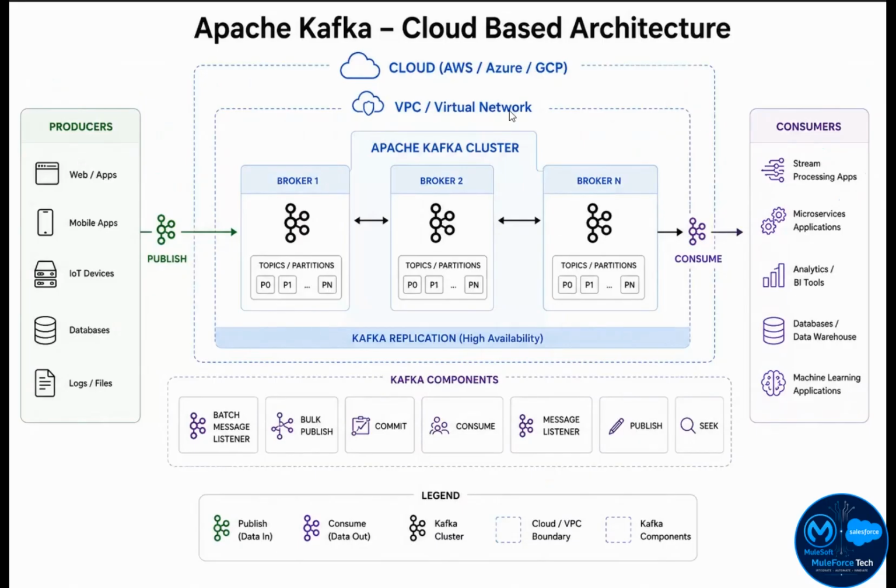Now we will discuss the cloud-based Apache Kafka. First of all, what is Apache Kafka? It is a distributed event streaming platform used to send, store and process real-time data between applications. We use Kafka to decouple systems, handle high volumes of data, ensure reliable message delivery, and also allow multiple applications to consume the same data independently.